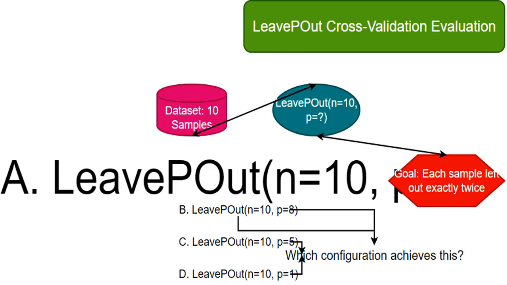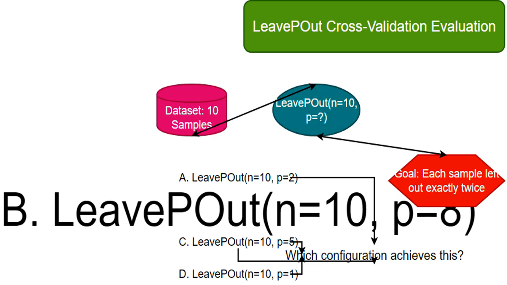This option suggests leaving out 5 samples for each test. Let's explore if this satisfies the goal. If you leave out 5, you're using the remaining 5 for training. Does every sample get left out exactly twice with this setup? Let's check.